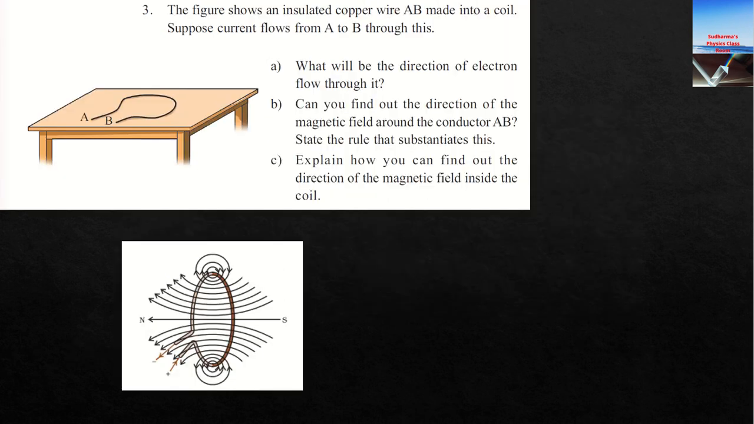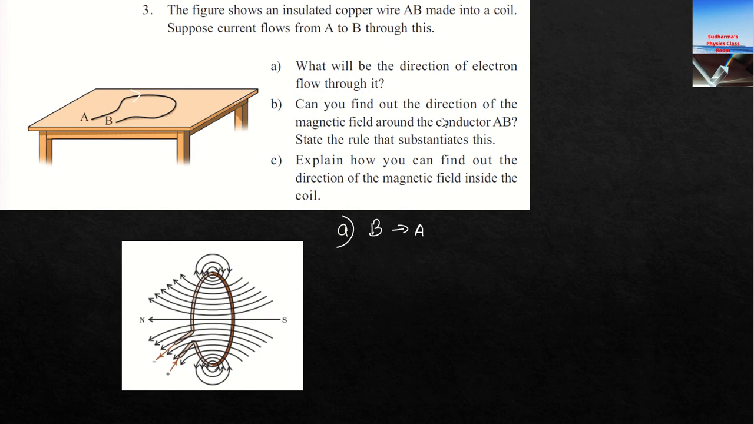Now going to the third question. The figure shows an insulated copper wire AB made into a coil. Suppose the current flows from A to B through this. What will be the direction of electron flow? If the current flows from A to B, then the direction of electron flow is from B to A. This we have already studied in the electricity chapter. The direction of conventional current is opposite to the flow of electrons, and that principle is used here.